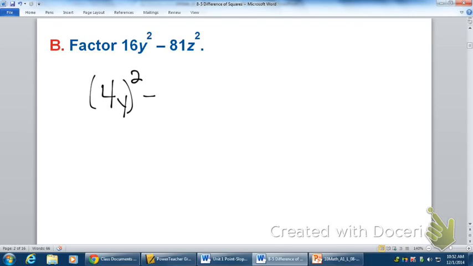Shh. Girls. Now, what's the square root of 81? 9. Negative 9. What about z squared? Z. It's going to be z. Oh, you gotta put positive 9, I don't like it.